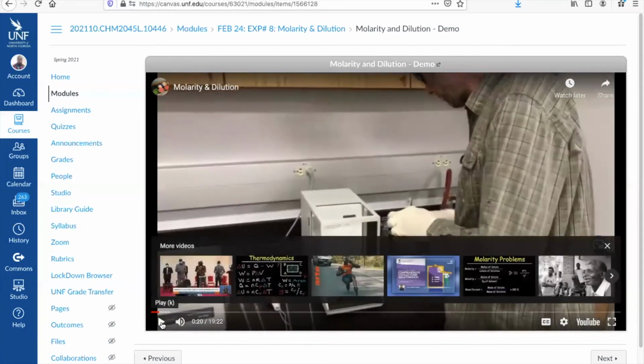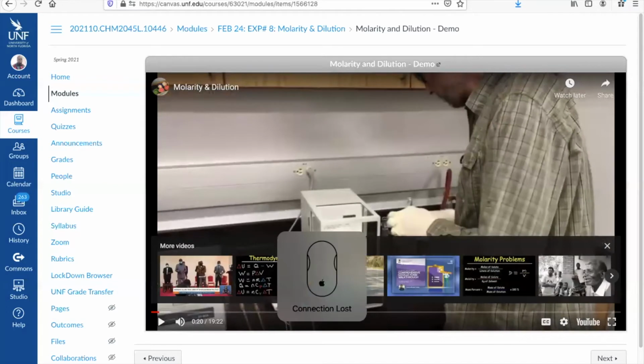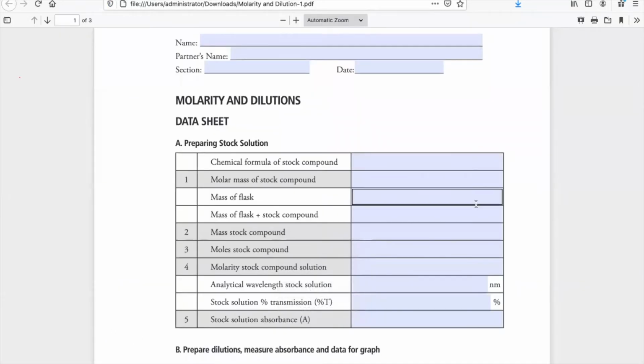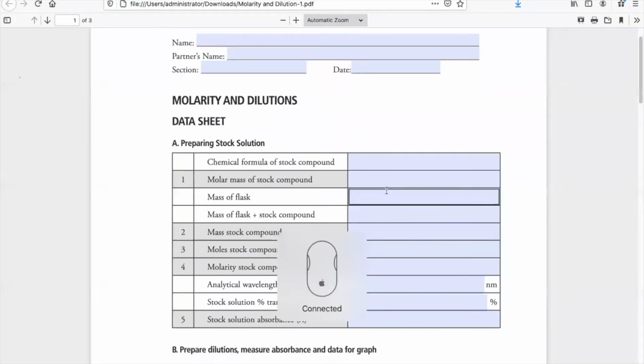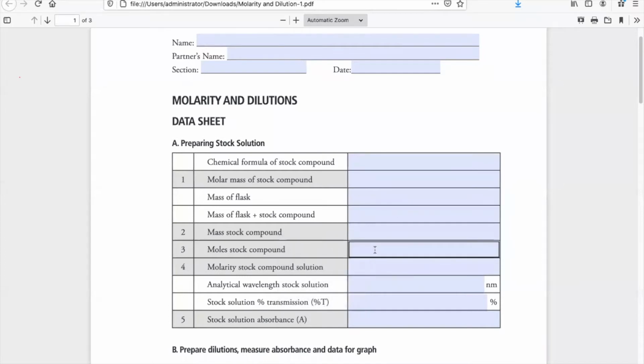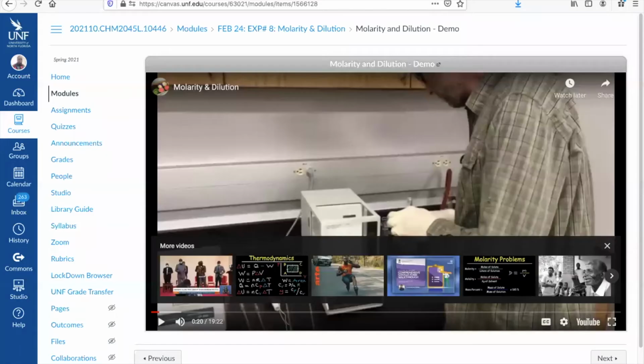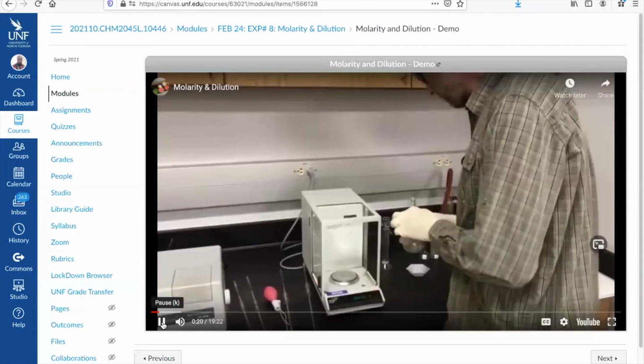So, weighing a 100 mL volumetric flask. That means you'll have to weigh it so that you get the mass of the flask, and the mass of the flask plus the stock sample. Once you know the mass of the two, you can find the mass of the stock compound.